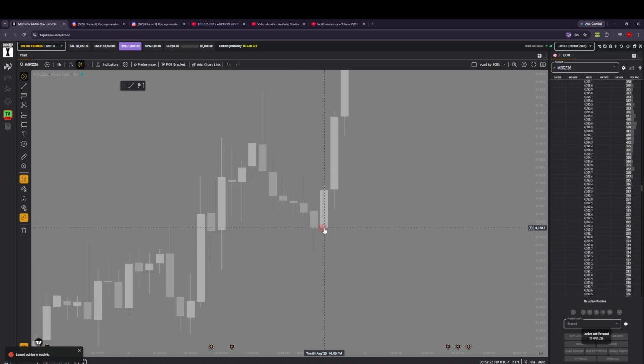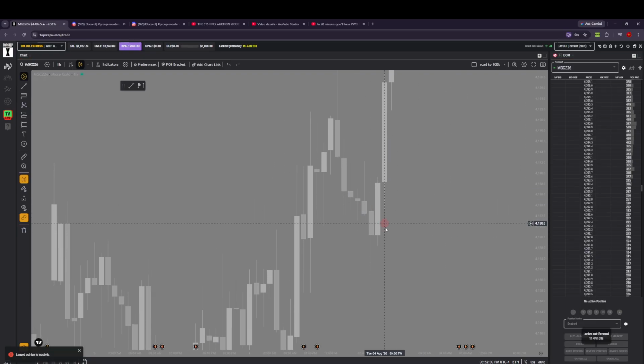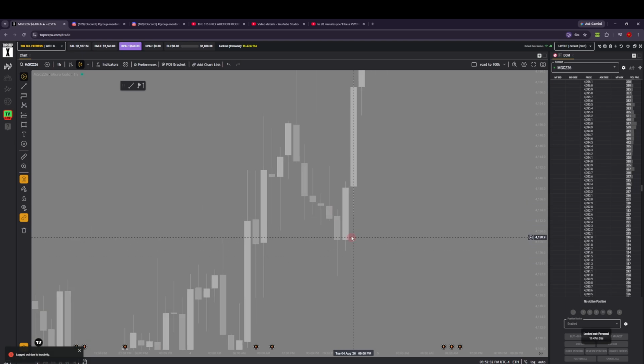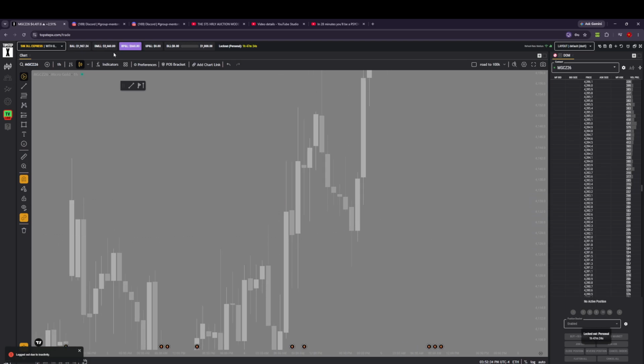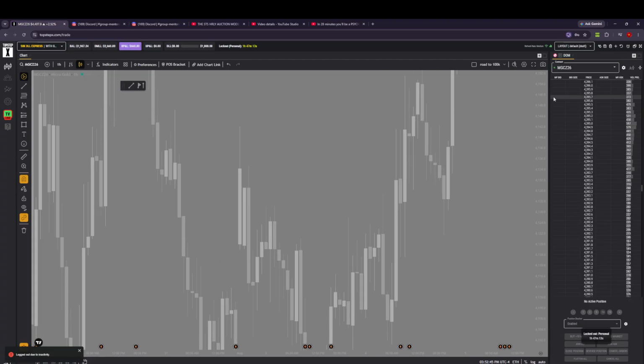And then we're waiting for that candle to flip strongly within that candle and overtake and inverse this hourly candle. Then we're scaling down to our 5 minutes to see an inverse price leg. Bullish consolidation break high. The previous candle is bullish, price may consolidate in a tight range during the new hour before breaking the high and continue the trend.